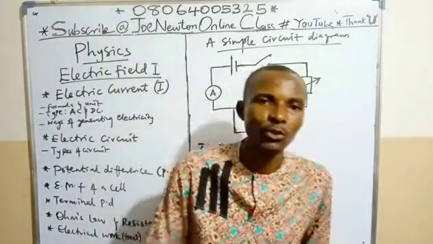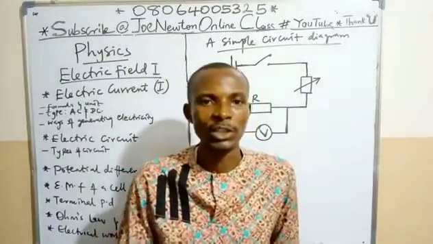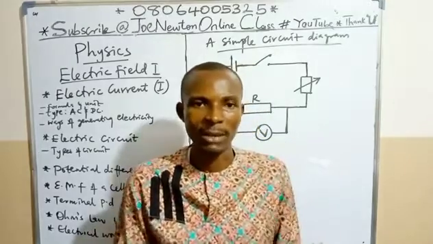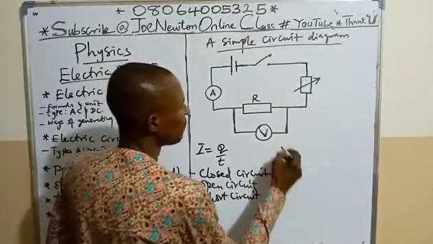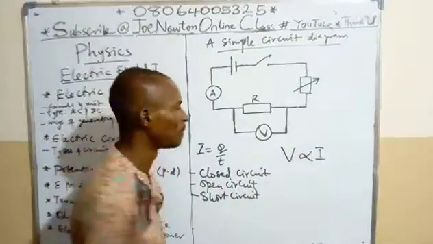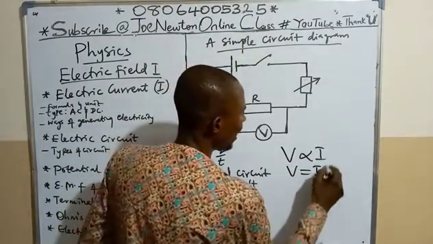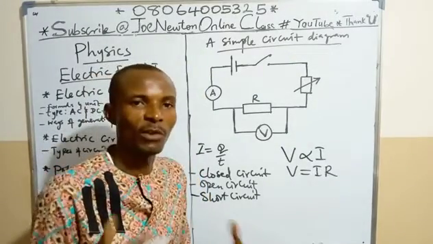That the current flowing through a metallic conductor is directly proportional to the applied voltage, provided that the temperature and other physical conditions are kept constant. By expression, Ohm's law says that V is proportional to I. That is Ohm's law expression, which means by equation V equals IR, where R is the constant known as resistance of the wire.